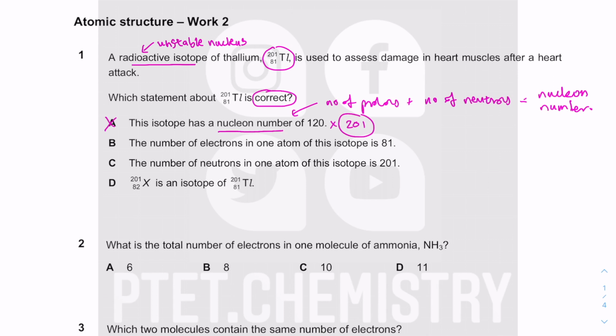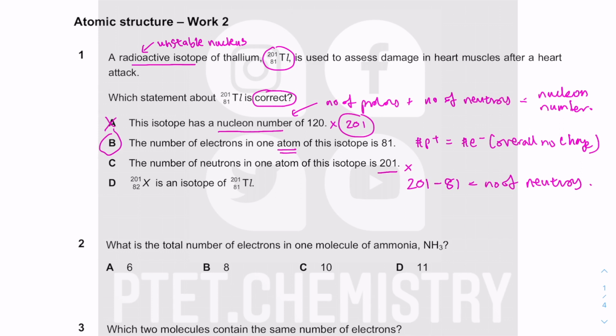The number of electrons in one atom. So when you have an atom, your number of protons equals the number of electrons, because overall no charge. So how many protons do we have? We have 81 protons, so we will have 81 electrons, and that is precisely correct. The number of neutrons is not 201, it's going to be 201 minus 81, and without doing the calculations I can tell you it's not 201, because 201 minus 81 is not 201.